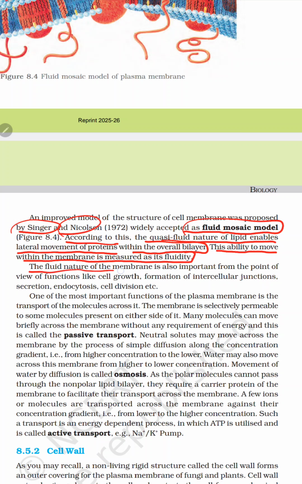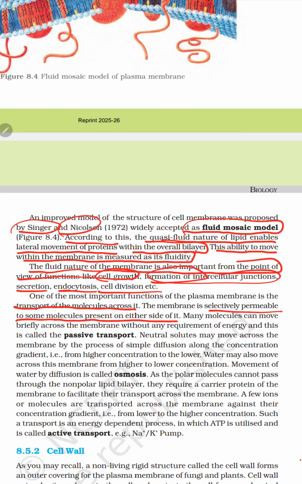The fluid nature of the membrane is also important for cell growth, formation of intercellular junctions, secretion, and endocytosis. The plasma membrane also allows transport of molecules across it. The membrane is selectively permeable to some molecules present on either side of it.